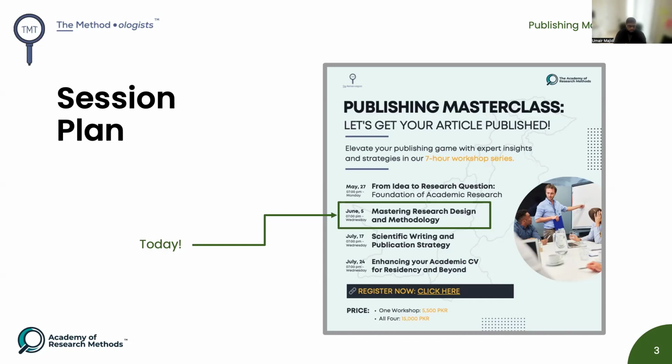This workshop is the second one. It's on mastering research design and methodology, but we have two more workshops that are going to be in July. The third workshop is scientific writing and publishing strategy, and the fourth one is enhancing your academic CV for residency and beyond. I think most of you are signed up for all of them. Some of you are signed up for individual ones, but consider signing up for the ones that you haven't signed up for, especially the last two that are going to be in later July. I think they'll be very helpful and very applied.